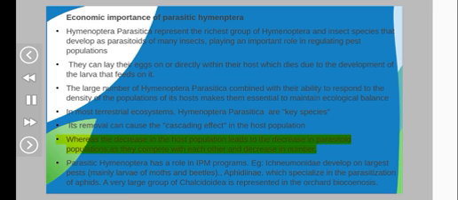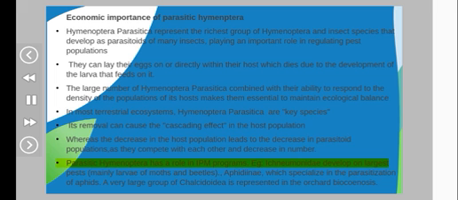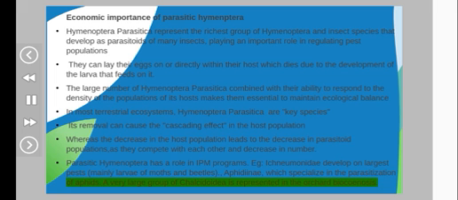Whereas the decrease in the host population leads to a decrease in parasitoid populations, as they compete with each other and decrease in number. Parasitic Hymenoptera have a role in IPM programs. E.g., Ichneumonidae develop on largest pests, mainly larvae of moths and beetles; Aphidiinae specialize in the parasitization of aphids. A very large group of Chalcidoidea is represented in the orchard biocenosis.